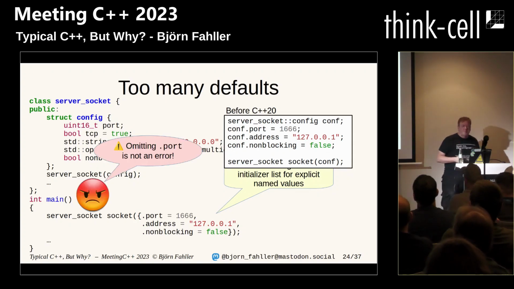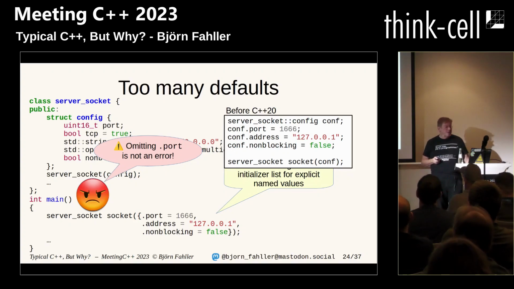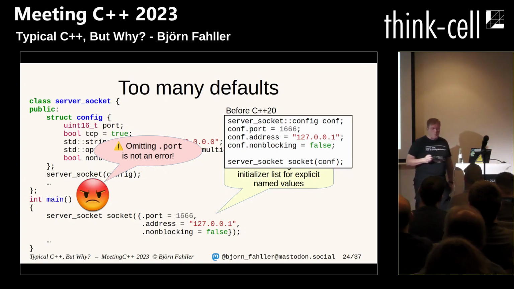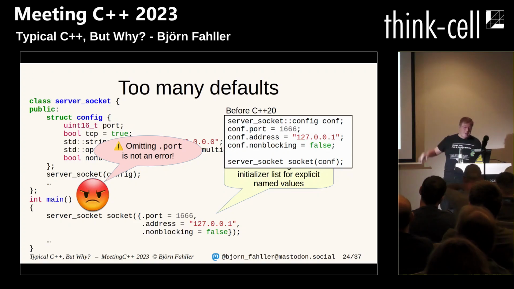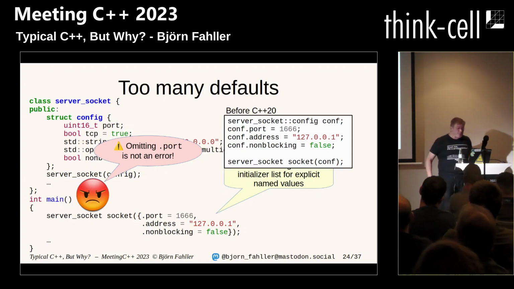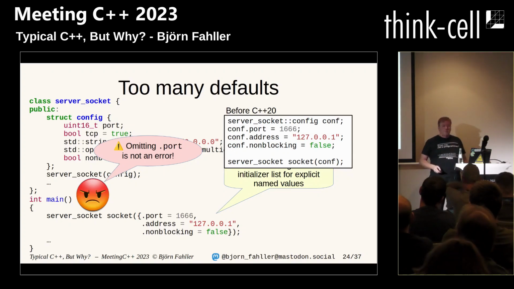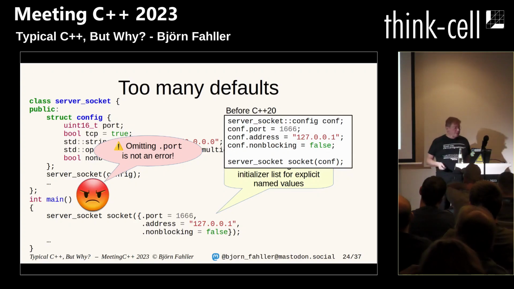But omitting .port is not an error. If you have a very recent GCC, it will warn. Clang and MSVC will not warn. And the reason for this is that this is extremely well defined by the language, so exactly what should happen if you don't give a value to port. It will be initialized to 0. So nothing to warn about. It's probably not what you want.